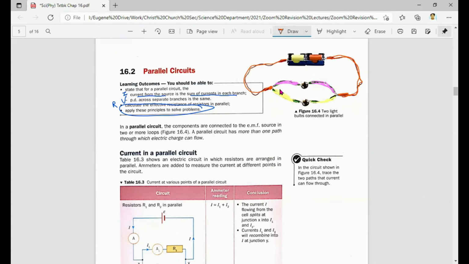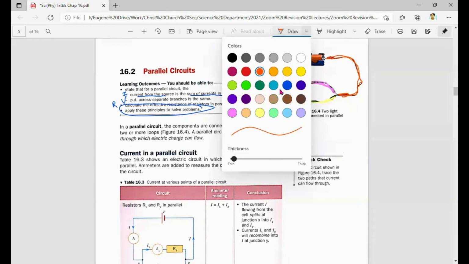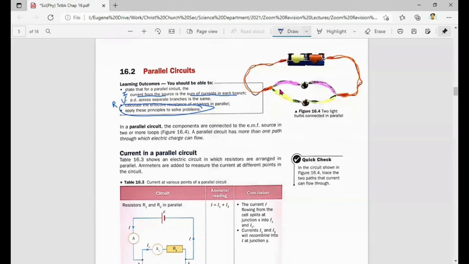So there is a split. So this is considered a parallel circuit here. But take note, after the parallel circuit is connected, it will still always come back to the same wire. So when there's a split, there will always be a connection back. So in terms of a definition, a parallel circuit is a circuit that has more than one path through which electric charges can flow. So go through like that and go either the pink path or the yellow path. Okay, more than one path.